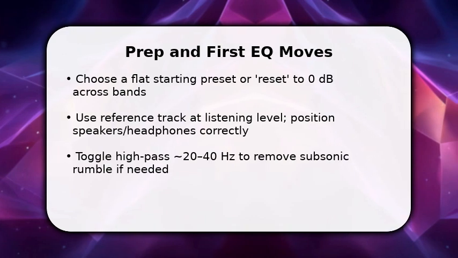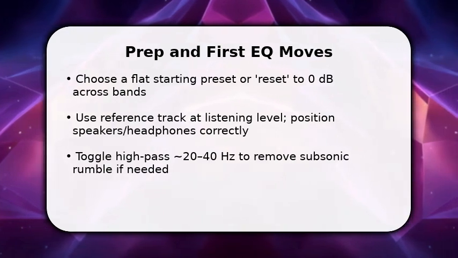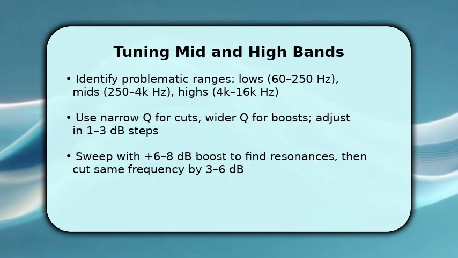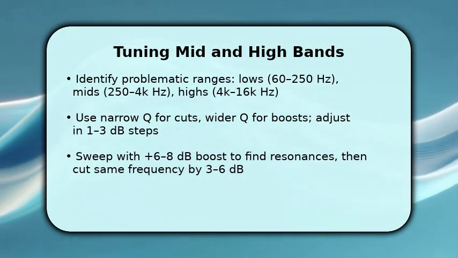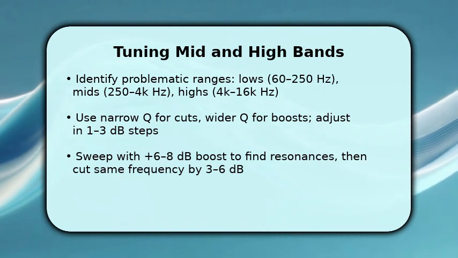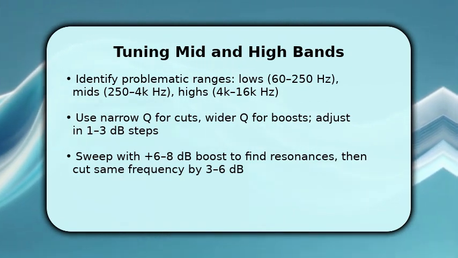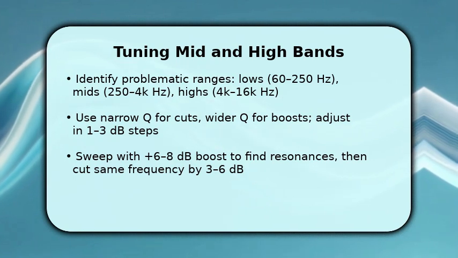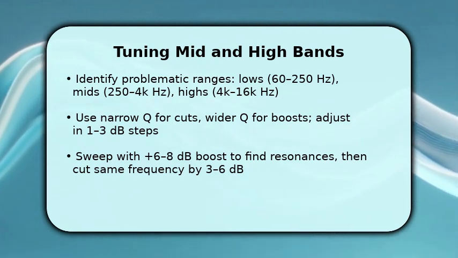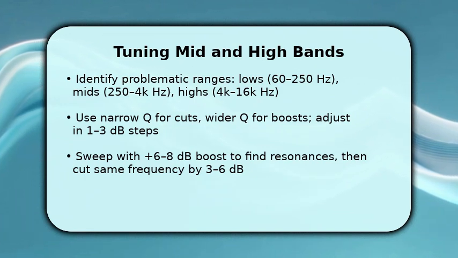You now target the mid and high frequencies. Start by sweeping. Make a narrow boost of about +6 to +8 dB and move it slowly to locate harsh or boomy frequencies. When you find a problem, switch to a cut with similar Q and reduce by 3-6 dB. Cuts sound more natural than big boosts.